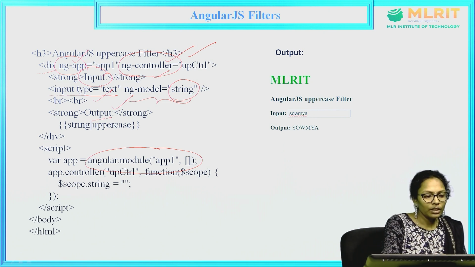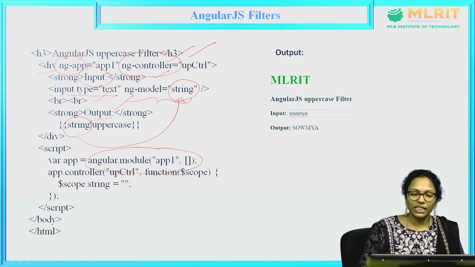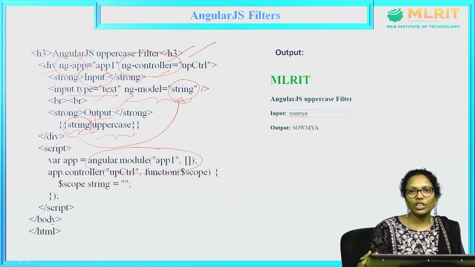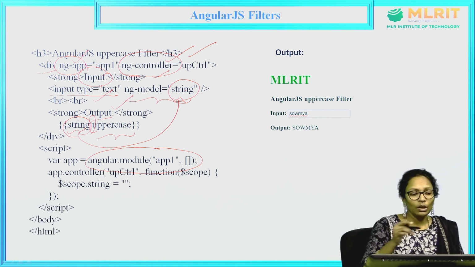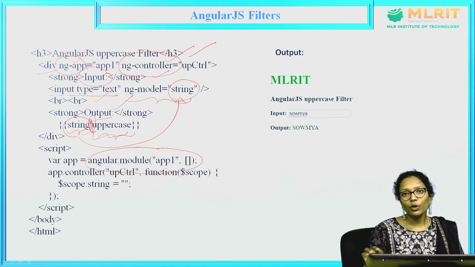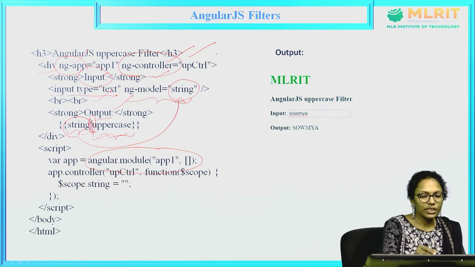See the output, what am I printing? The same string. What is string here? String is the ng-model name given to your text field. But am I displaying the string as it is? No, I am applying a filter for the string. What is this filter? The uppercase filter. For the string value entered by the user, I am applying the filter named uppercase. That means if you enter any small case letters in your text field, they will be converted into uppercase. That is the use of this filter.